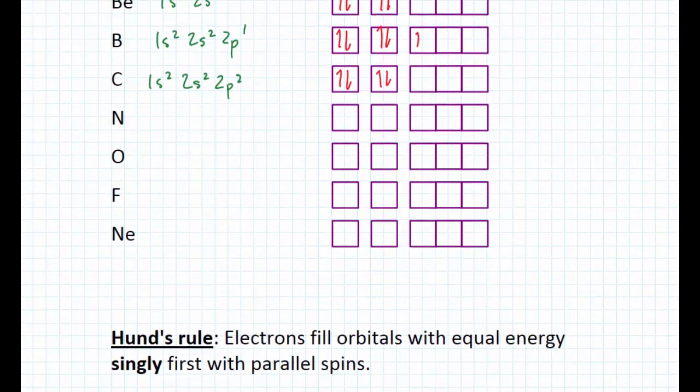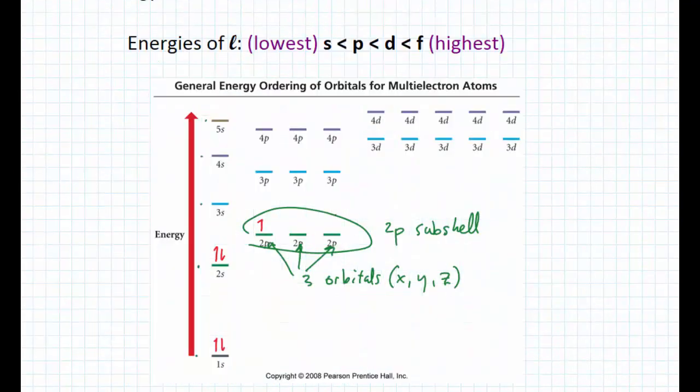Electrons fill orbitals with equal energy singly first. Orbitals with equal energy mean orbitals within a subshell. Right? We see directly here, changing n increases energy, changing l increases energy, but changing ml does not increase energy. So different orientation orbitals that are part of the same subshell have the same energy. So 2px, 2py, and 2pz have the same energy. That's what Hund's rule is talking about.